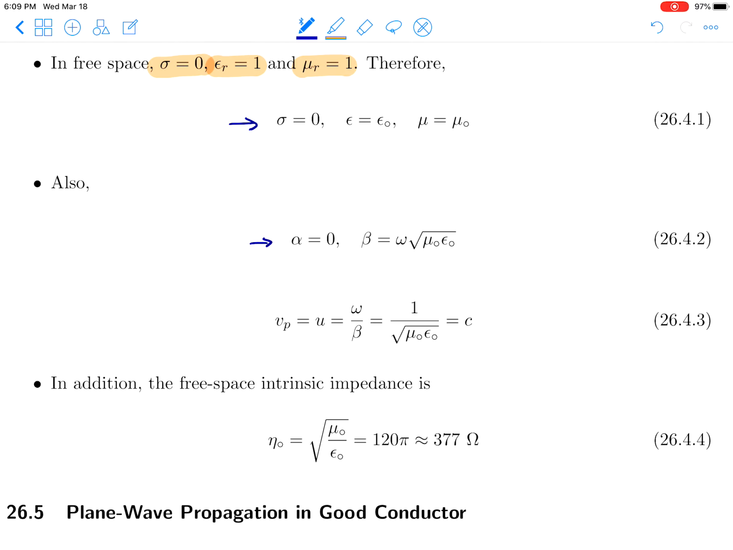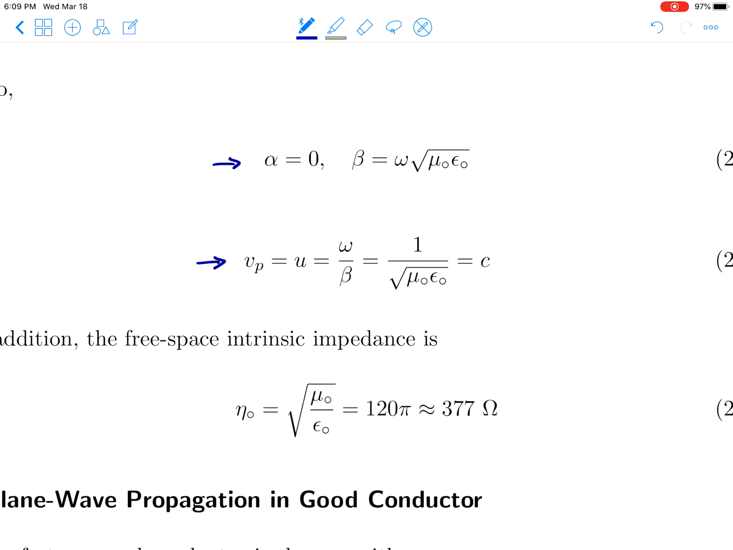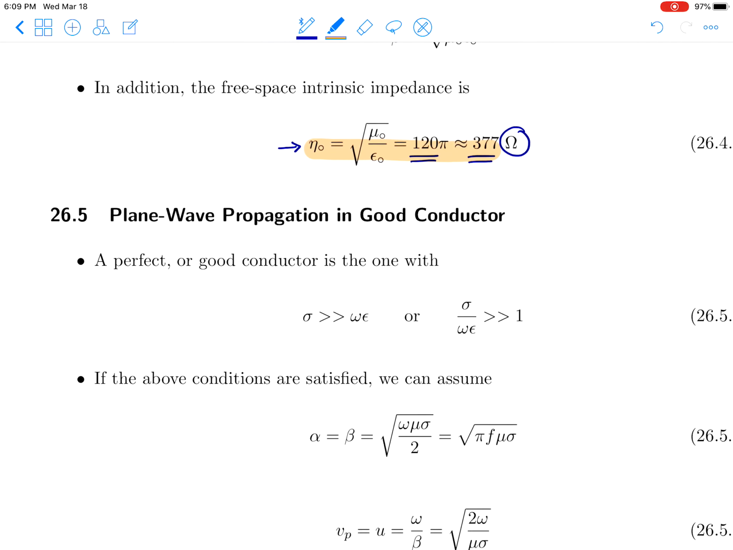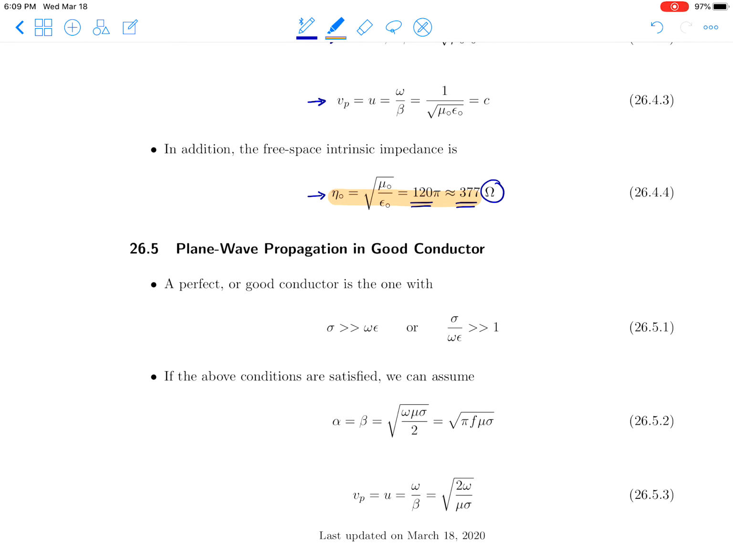However, here the wave velocity is actually the speed of light. We just define the intrinsic impedance of free space, and it's 120 pi, or equivalently 377 ohms. Remembering this number will come in handy if you solve problems.